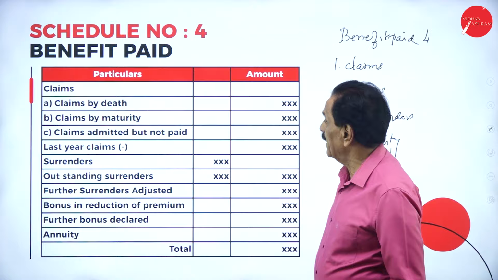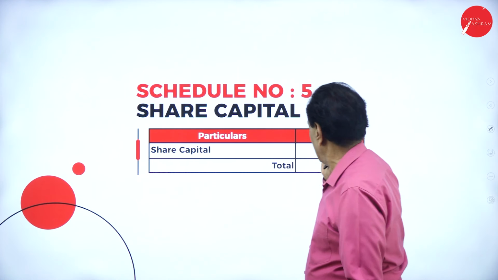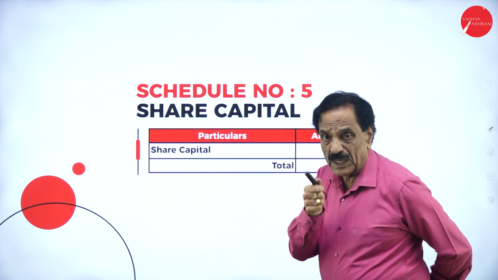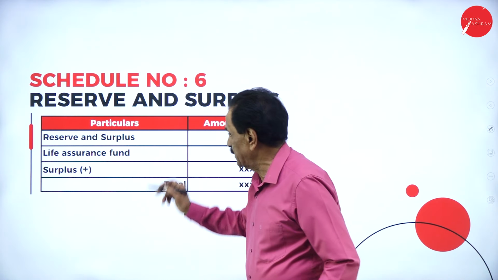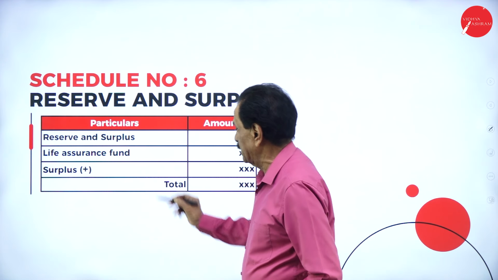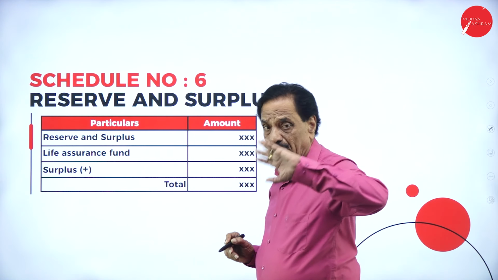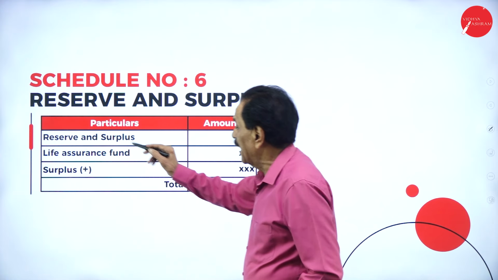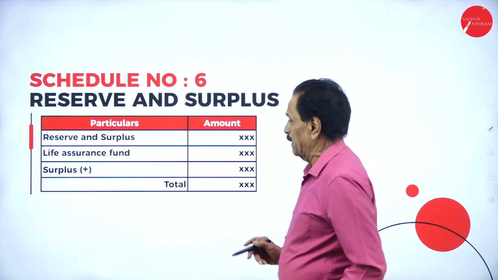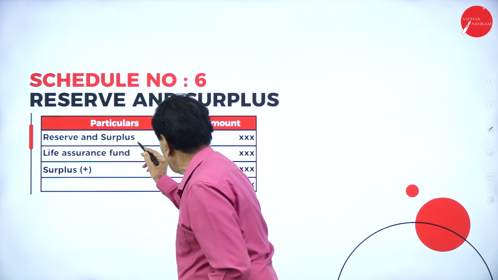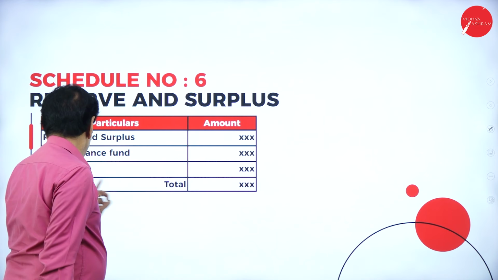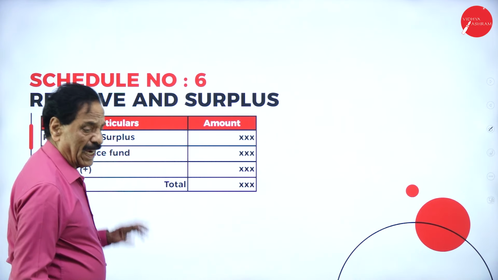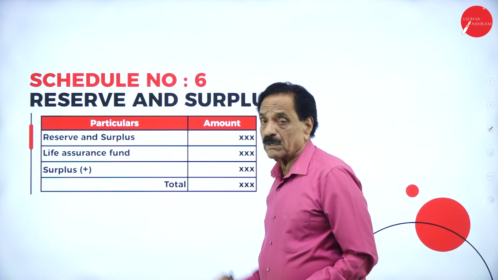Now, number 5, share capital, whatever the amount is. If there are any calls in arrears, that should be deducted. Then, schedule number 6, reserve and surplus, life assurance fund. Given the life assurance fund in the trial balance, add reserve and surplus. So, reserve and surplus is a heading. In that, life assurance fund plus surplus should be added. So, this is schedule number 6.